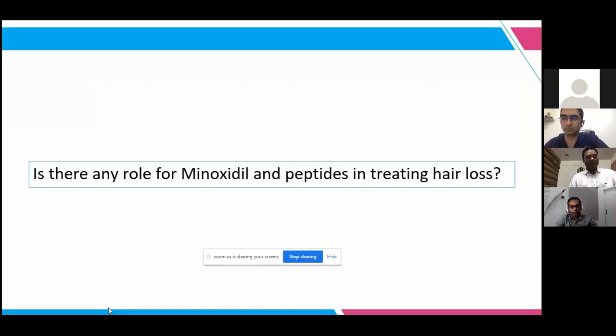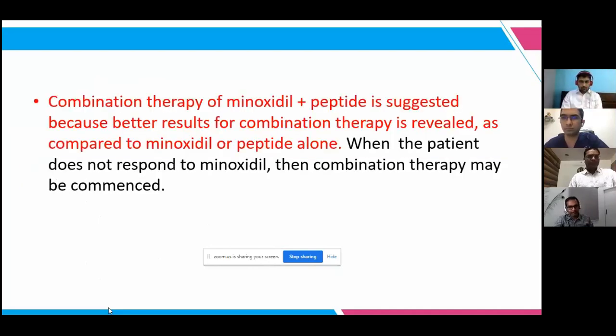Coming to another question, Dr. Kumareshan, this is for you. Is there any role of minoxidil and peptides in treating hair loss? Anyway, we have mentioned about that thing. I think we have discussed this topic, sir. Yeah, I think it is already mentioned.